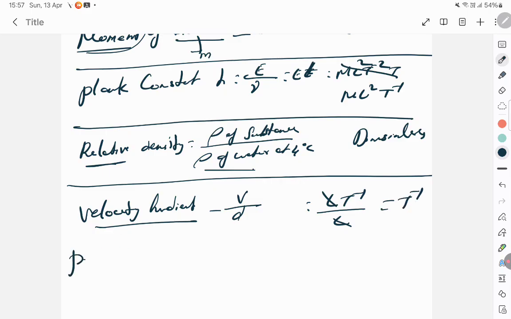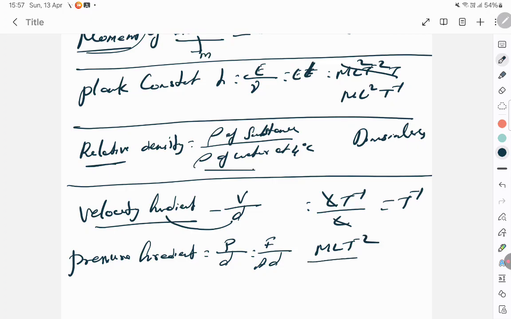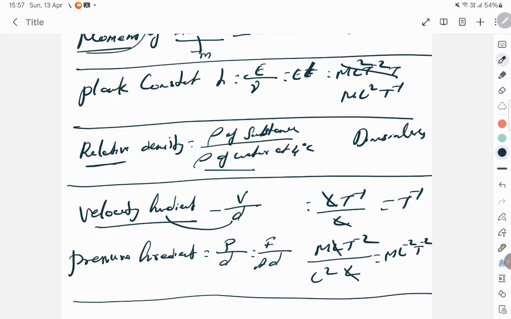Let's talk about pressure gradient. Gradient word is associated with the distance. So pressure gradient is pressure by distance. Pressure is force by area and distance. So ml t to the power minus 2 is force, by area is L square and distance is L. So it become L and L get cancelled. L to the power minus 2, t to the power minus 2 is the formula for pressure gradient.